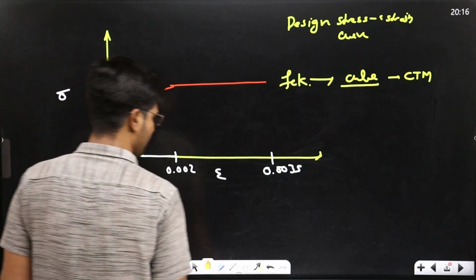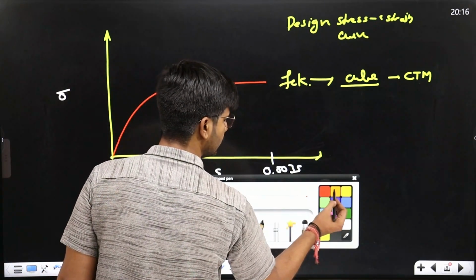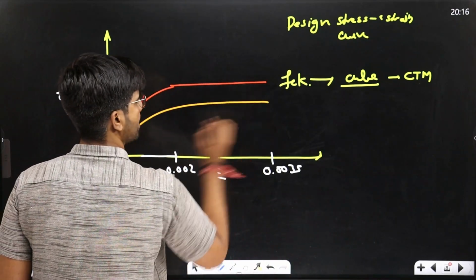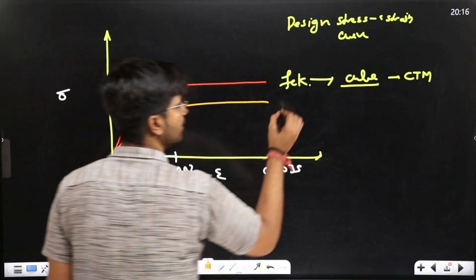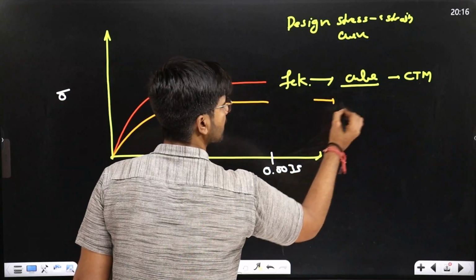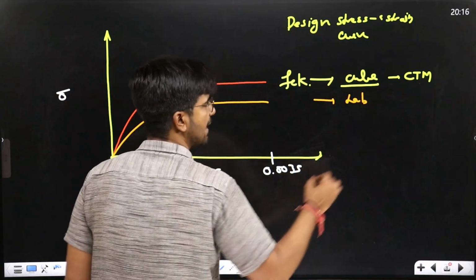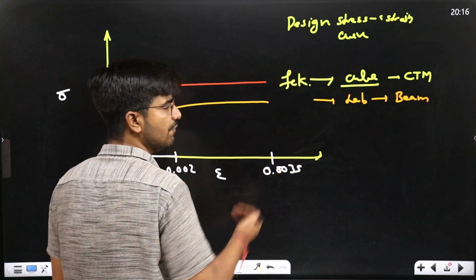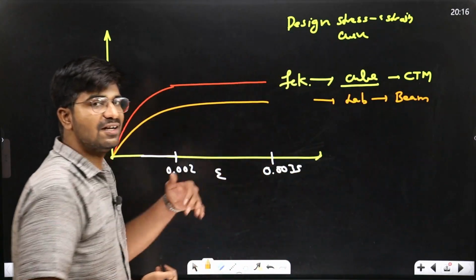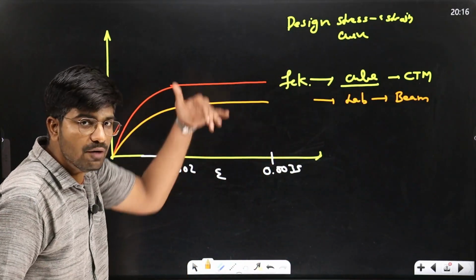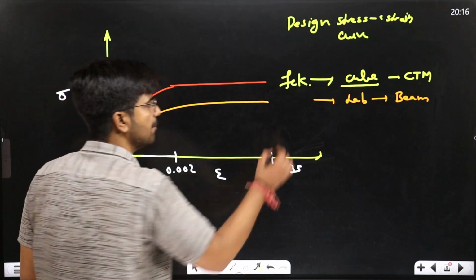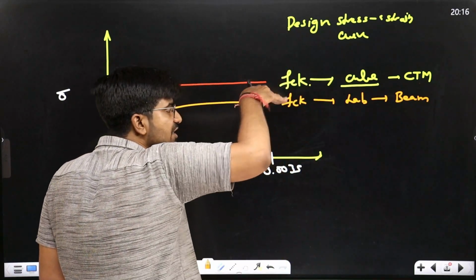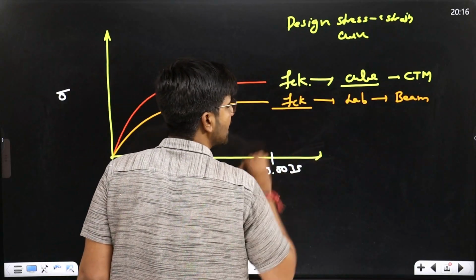But when you take lab testing, lab for beam and all, you have to take the design value. And what is the design value? Characteristic strength upon factor of safety. So I will divide this characteristic compressive strength by factor of safety.